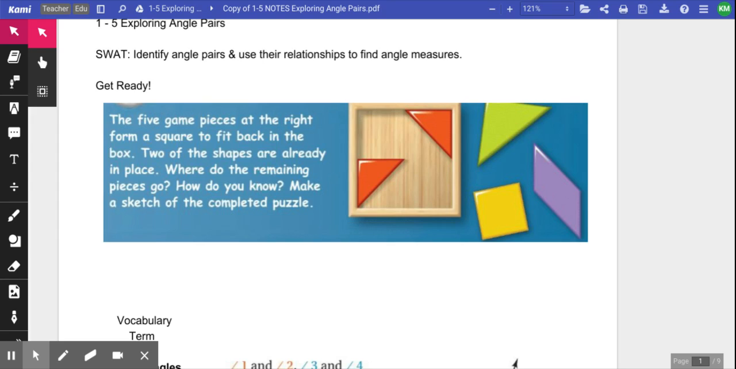So this is a quick little thing if you wanted to try it out. It says the 5 game pieces at the right form a square to fit back in the box. It's almost like a little Rubik's Cube kind of thing to think about. 2 of the shapes are already in place. Where do the remaining shapes go? How do you know? You could also make a sketch of the puzzle to complete it. If you want to try that, you can go ahead. We're going to get right to the lesson.